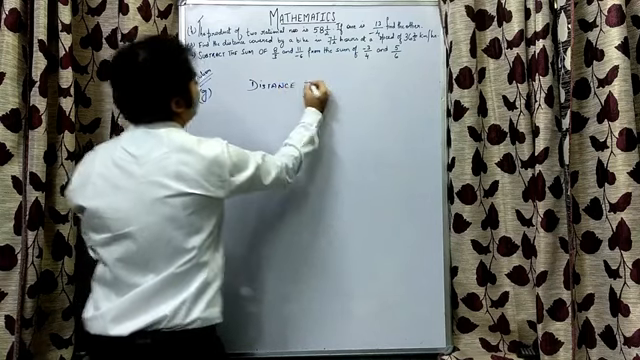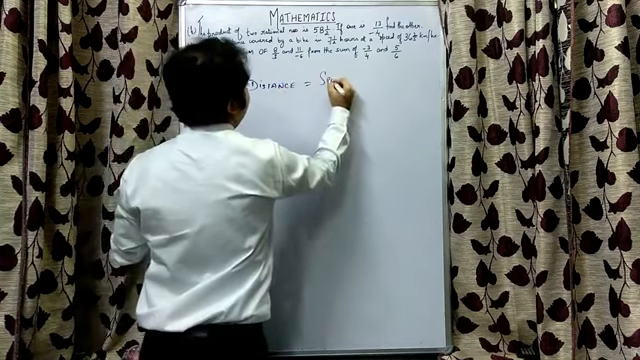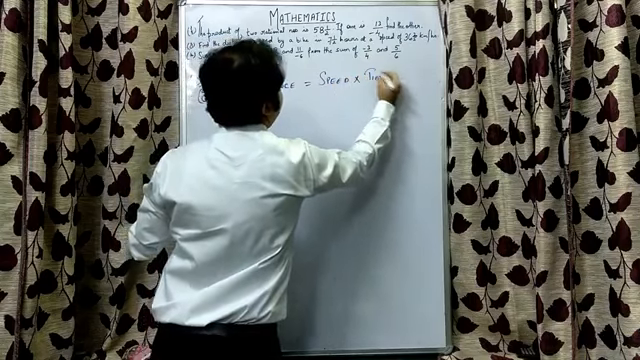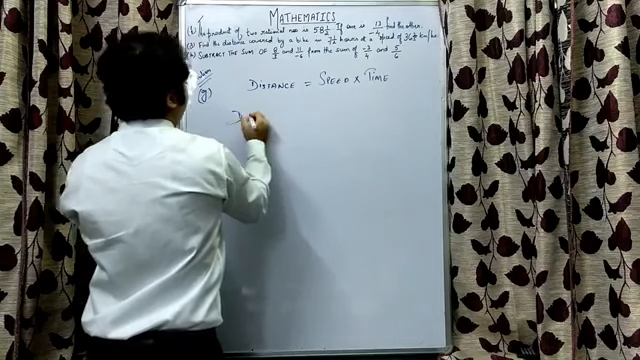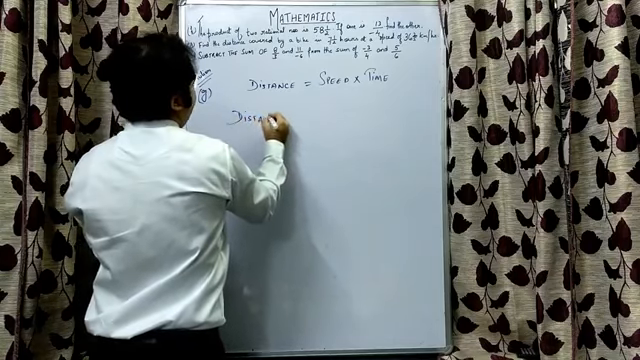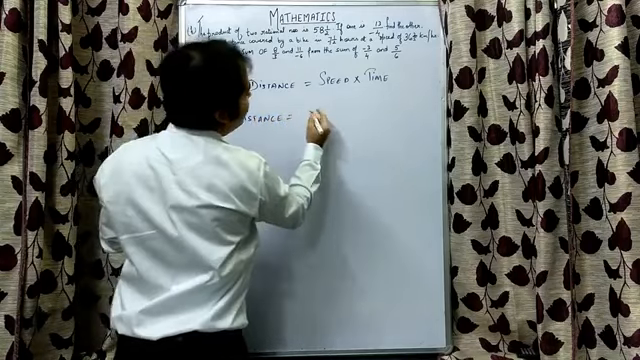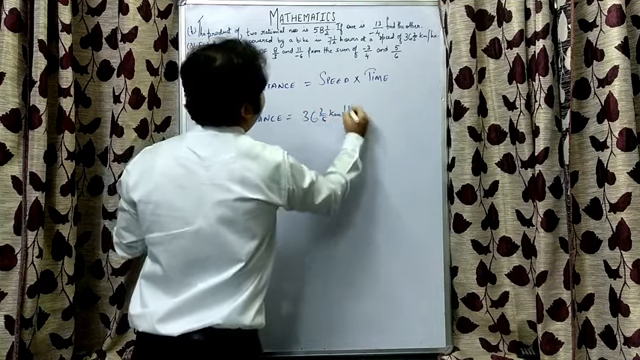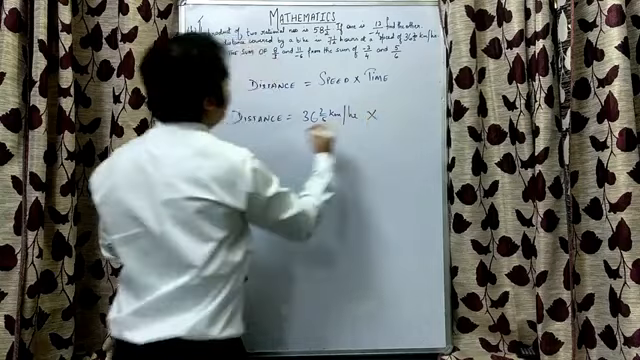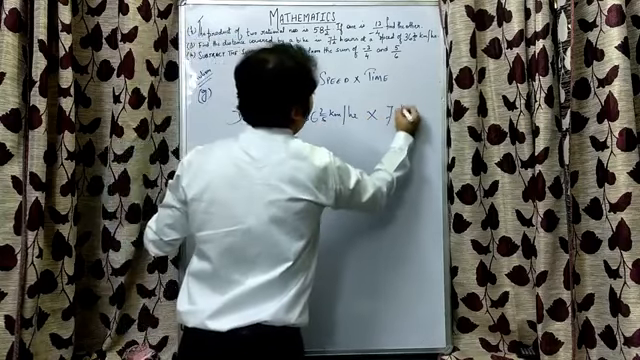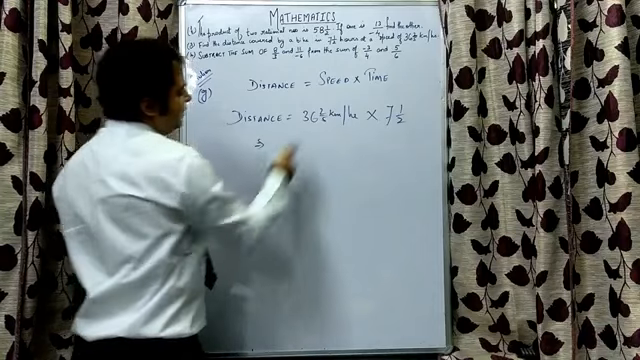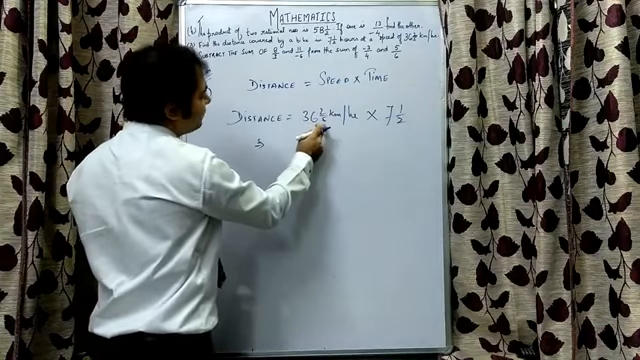The formula for distance is speed into time, right? So distance will be, speed is given as 36 2 by 5 kilometer per hour. This will be multiplied by time, that is 7 1 by 2. We will convert the mixed fraction into improper fraction.